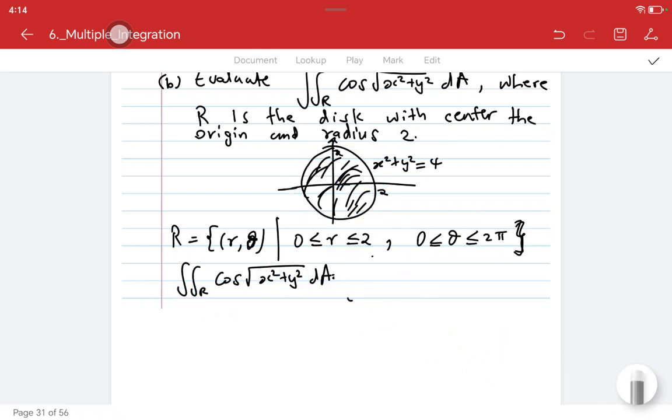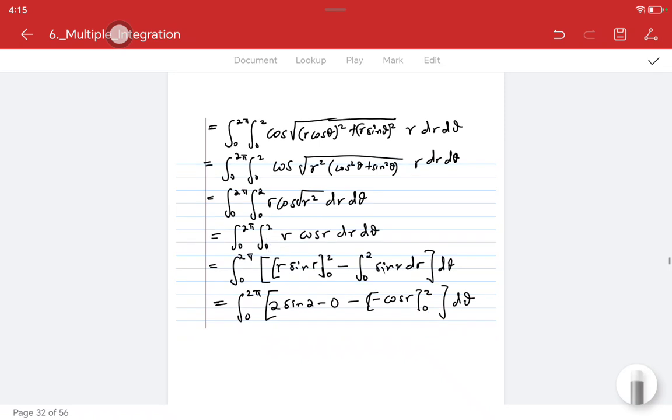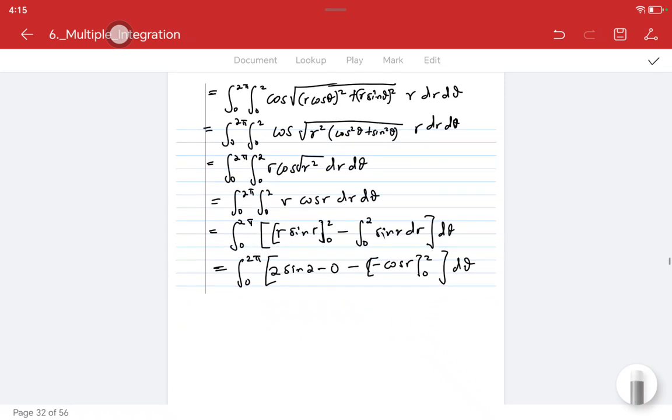So when we come here, we take out r squared, and cos squared theta plus sin squared theta is 1. So r squared will just give us r. Then we have this, we use integration by parts. Yes, right. You can use by parts to integrate that. You get to the solution.